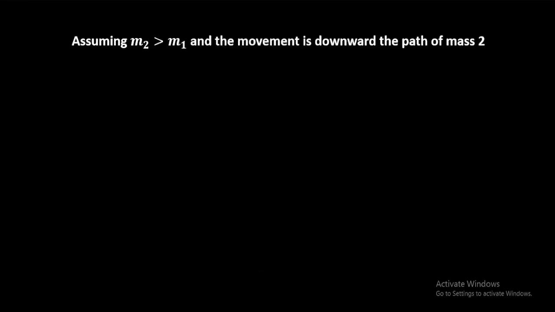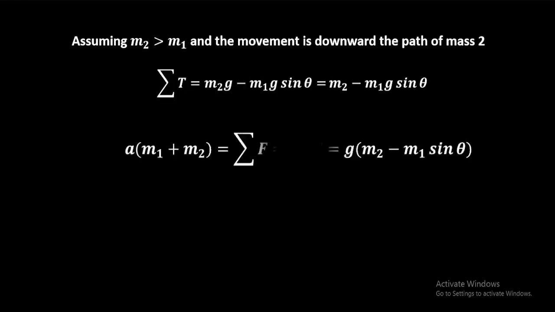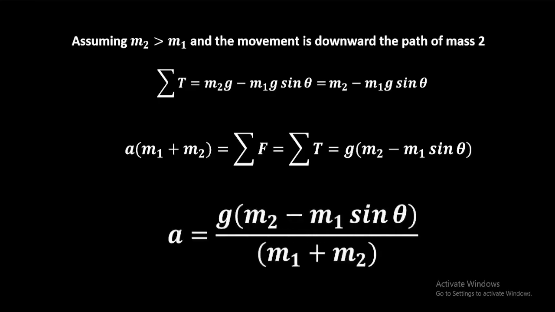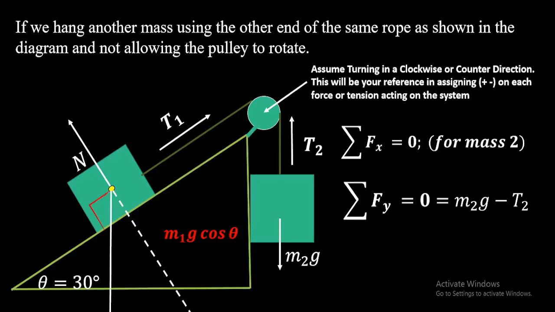Assuming that mass 2 is greater than mass 1 and the movement will be downward along the path of mass 2, we have, relating the acceleration to the total mass in the system, then knowing that it is related to the net force and is equivalent to the present tension. We have, simplifying gives the acceleration of the objects m1 and m2.